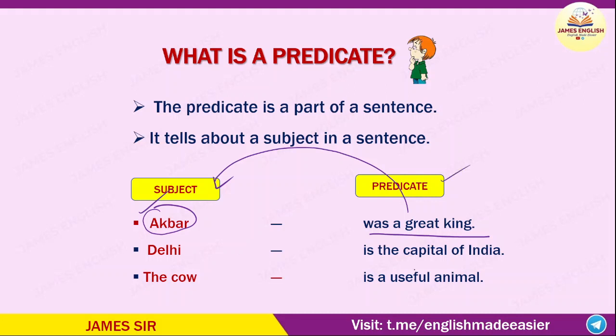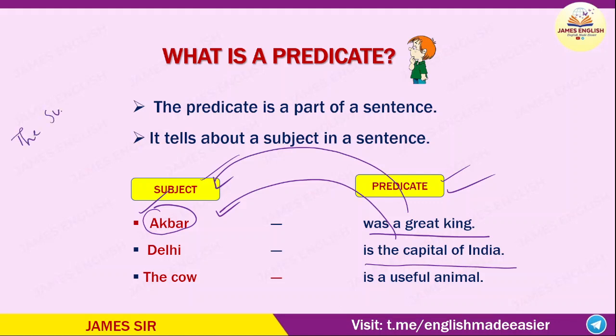Delhi is the capital of India. Delhi is the subject. Then what about the rest of the sentence, the capital of India? This tells about the subject, so this is known as the predicate. So we can simply say that the predicate is a part of a sentence that tells about the subject. Shall I give you one more example? Please read this.